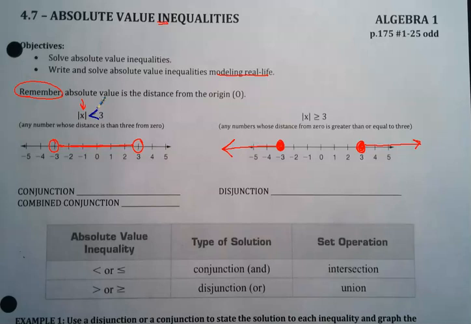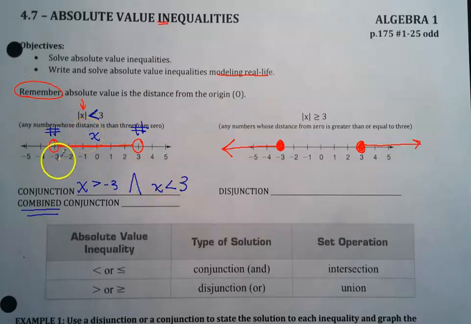How would we write these conjunctions? Well, we would say x is greater than negative 3, right? And x is less than, because it's going this way, right? x has to be less than a positive 3. Does that make sense? Now we'll write that as a combined conjunction. That's because x is between these two numbers or these two values.